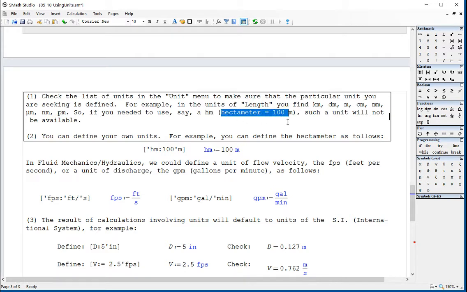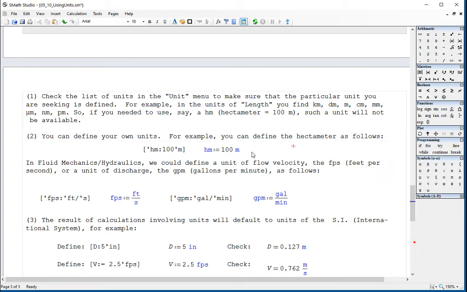Such unit is not defined, but you can define it by typing this. And the reason why it's not defined is because it's not commonly used, to tell you the truth. But if you, for some reason, want to do it, go ahead and do it that way.